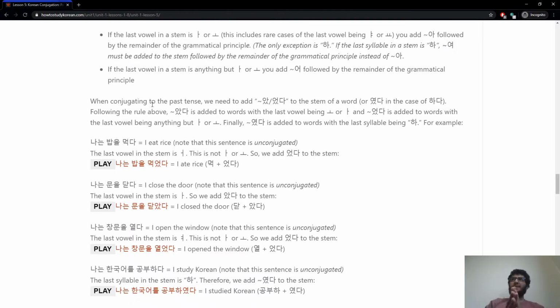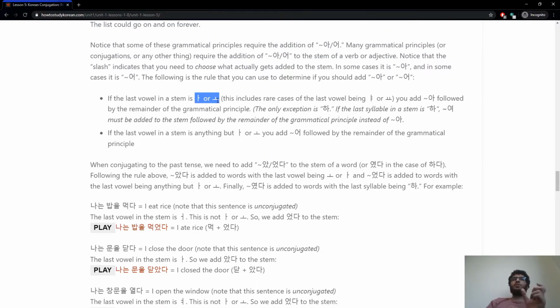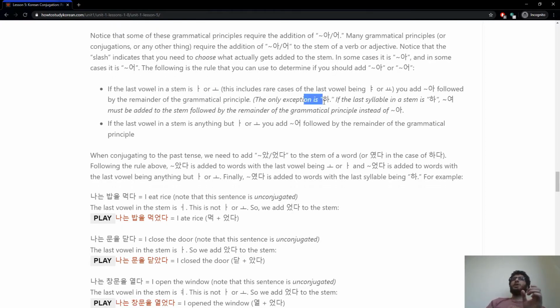Alright, now we're talking about the past tense. Remember in the present tense we added 는다 or 나은다. In the past tense, it's not all the same, but you're either going to add atta or otta. Now remember, you learned how to decide which one to use, a or o. So again, atta for the past would be used if the last vowel is one of these two. Otherwise, you're going to use otta, except in the exception where hada exists, you're going to use yotta.